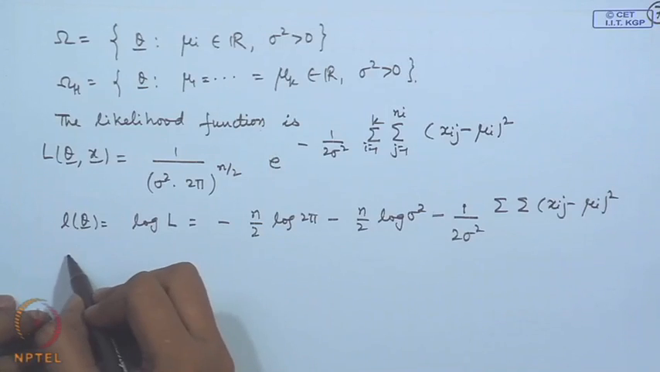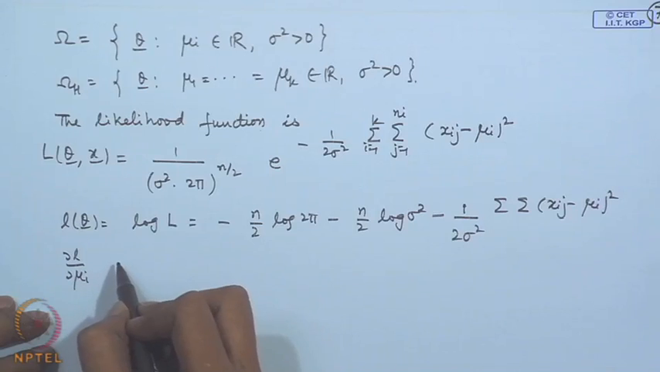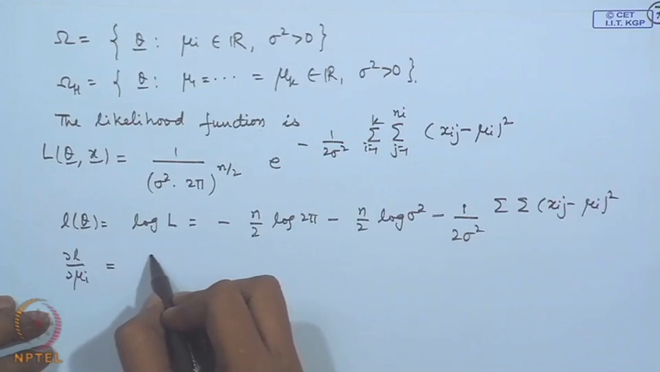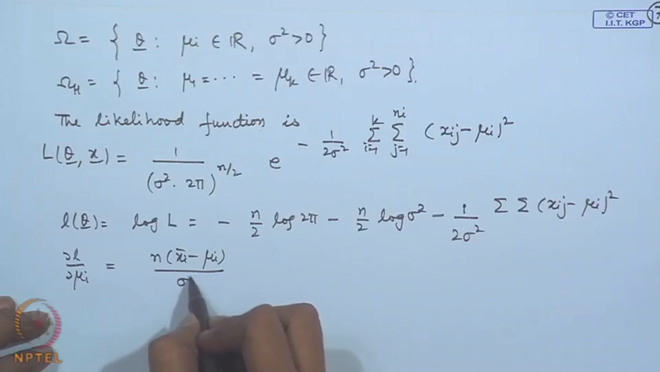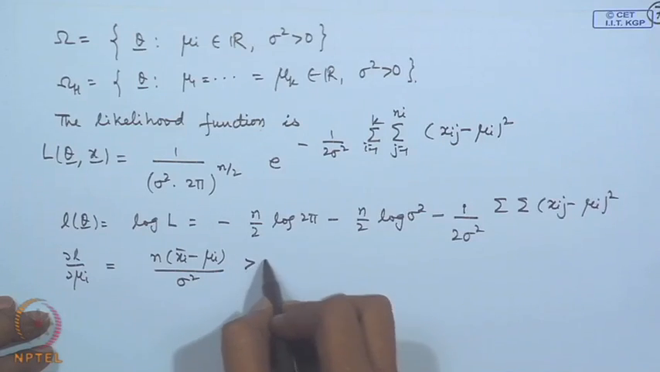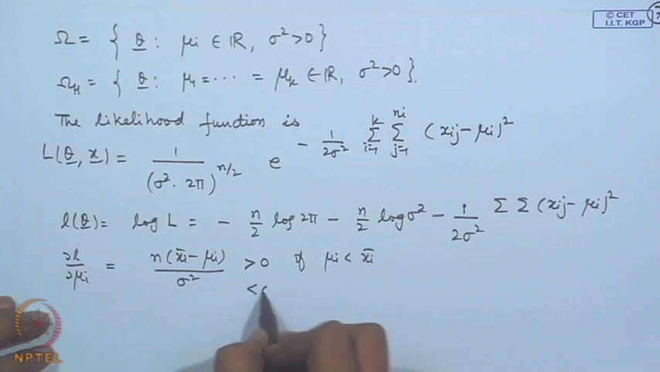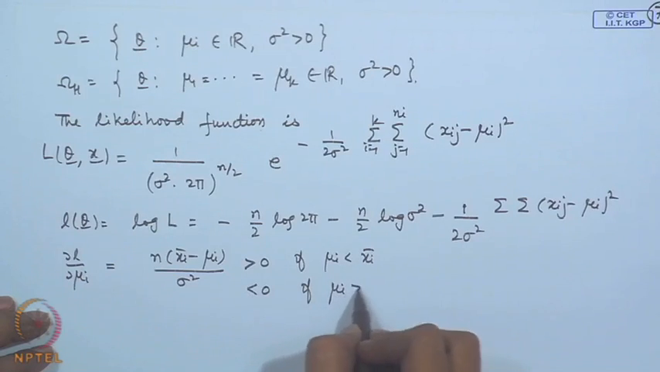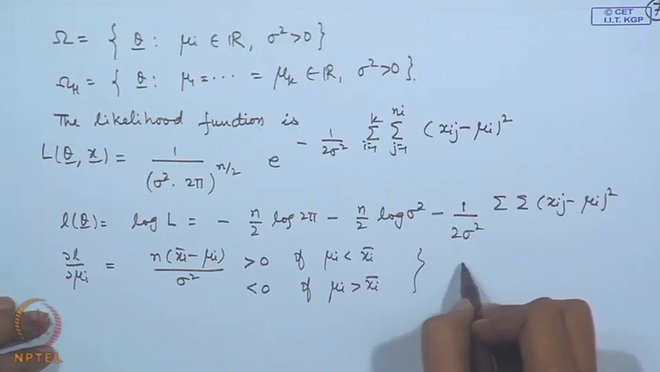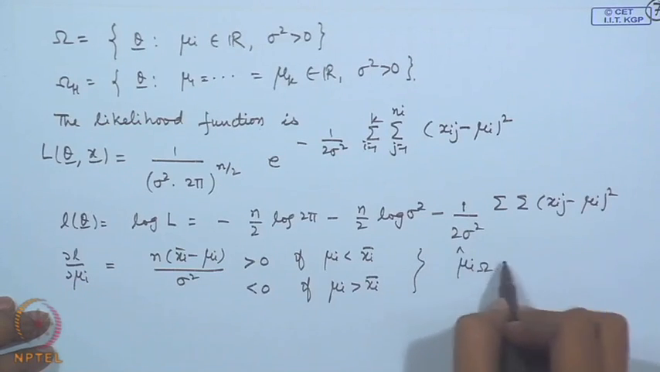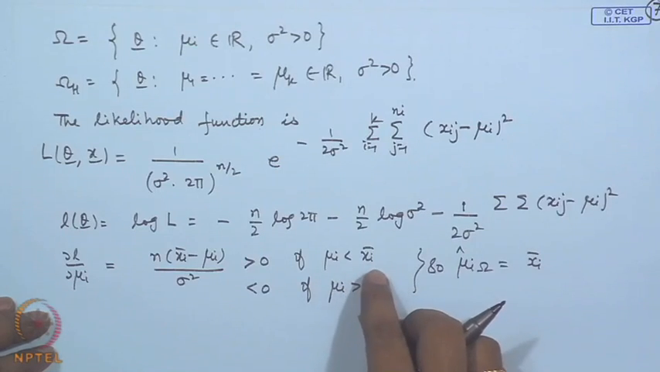Now, easily you can see that if I consider the derivative with respect to mu i, then I will get n i times x i bar minus mu i divided by sigma square. So, this is greater than 0 for mu i less than x i bar, and it is less than 0 if mu i is greater than x i bar. So, you get mu i omega hat is equal to x i bar, because the maximum will occur at x i bar.